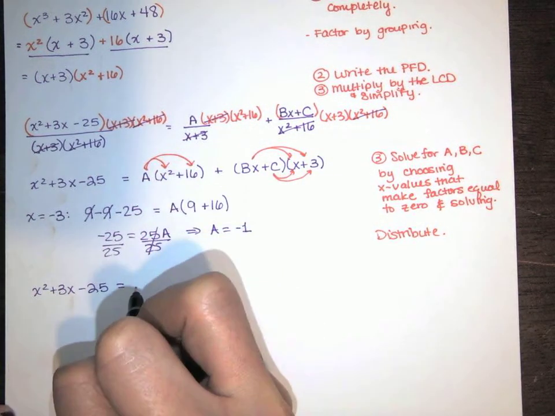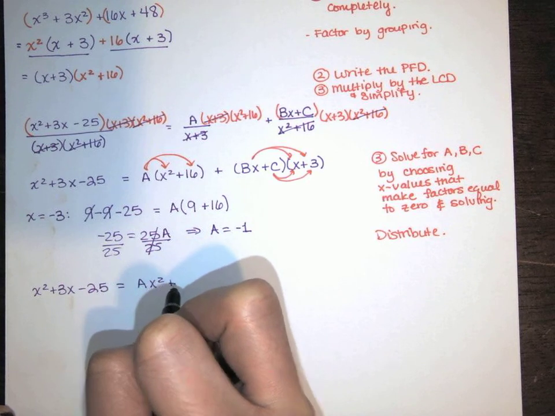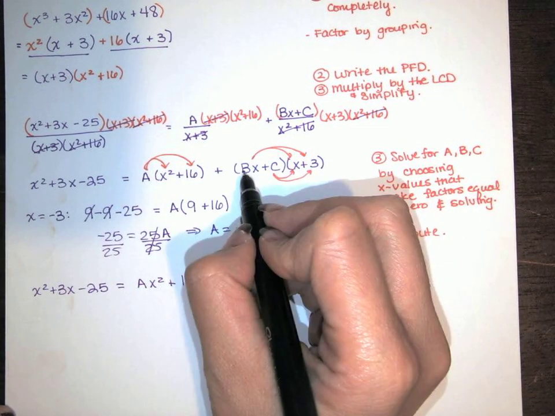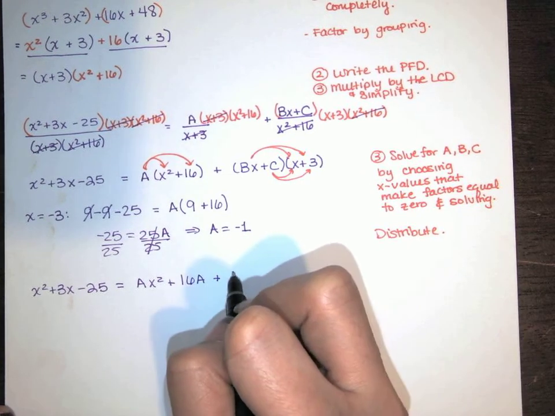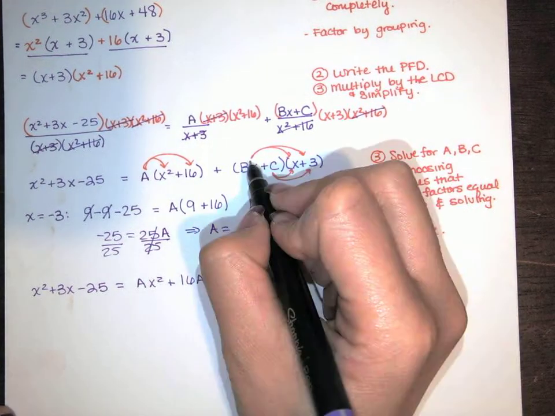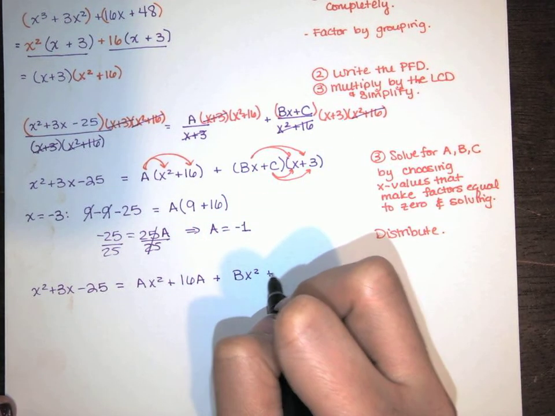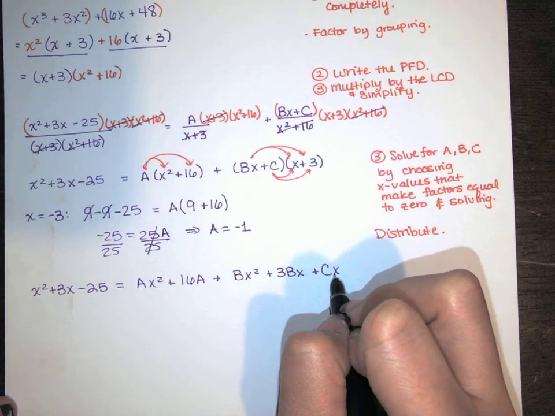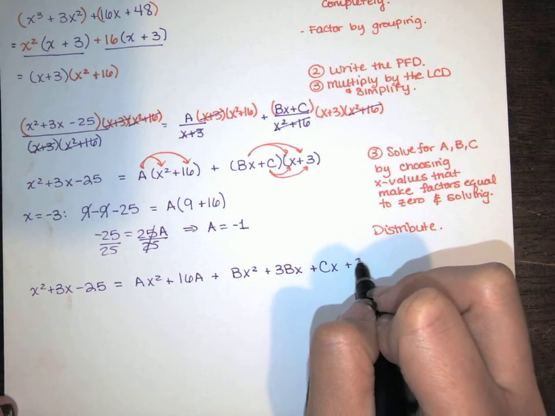So I've got ax squared plus 16a. Over here I've got bx times x is bx squared. Outer times outer is 3bx. Inner times inner is cx, and last times last is 3c.